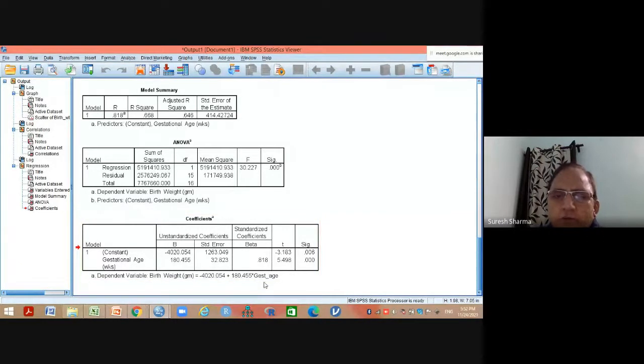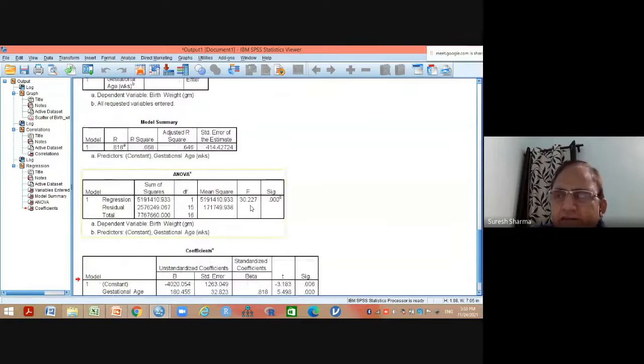Now if somebody asks the question, if gestational age would have been 33, what could have been the birth weight? Now you put 33 here. So 33 multiplied by 180.455 minus this quantity, you will get the birth weight. Hopefully this is clear to you. Is that okay? Simple regression. Is this clear? Yes, sir. Okay.